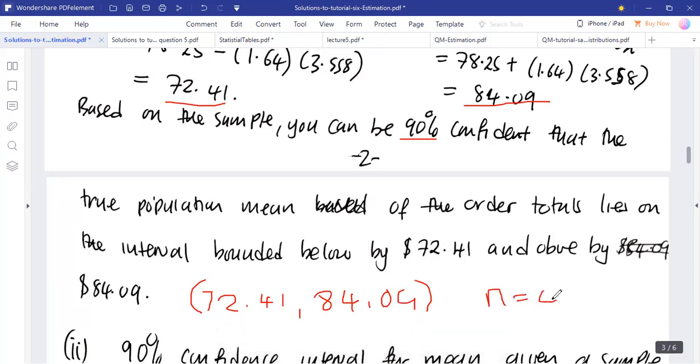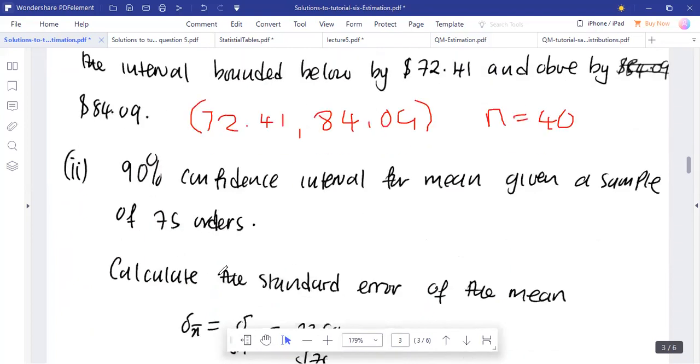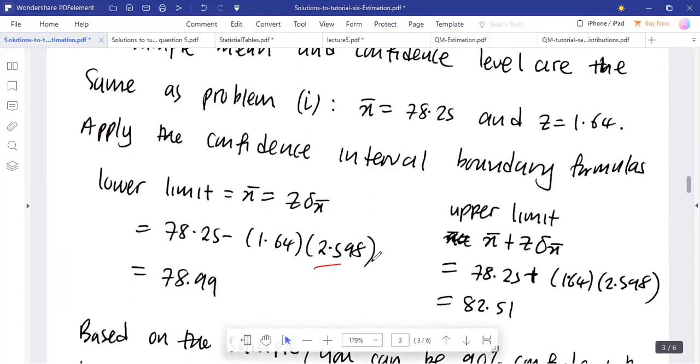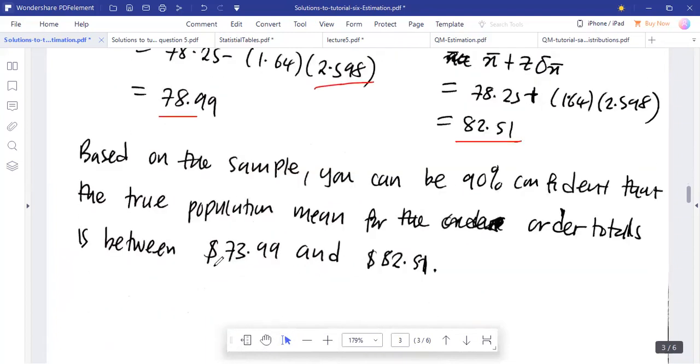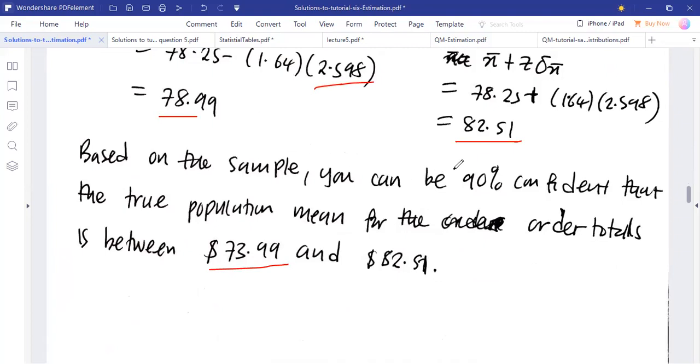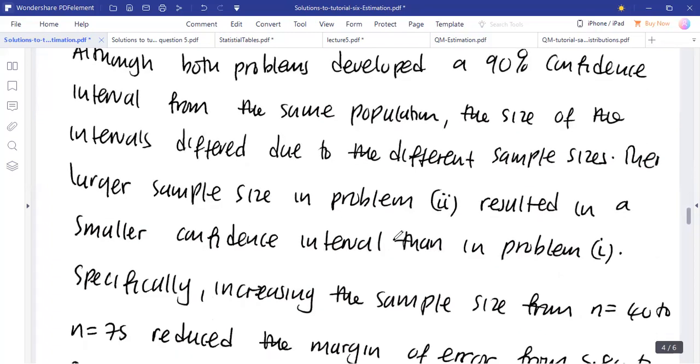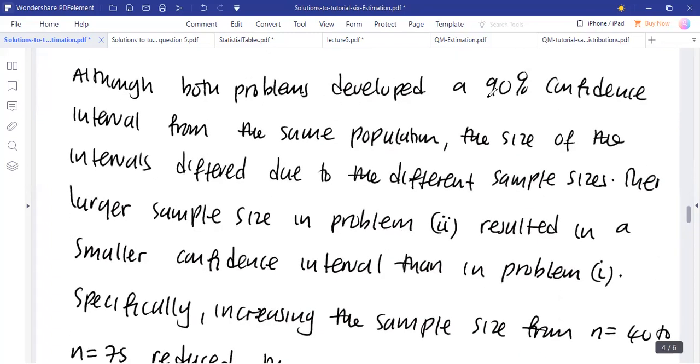I want you to look at this critically. If you use a sample size of 75, when you compute all this, the standard error changes, and you're going to have 78.99 and 82.51. So which one has a larger margin? So the comment is, although both are 90% from the same proportion, the size of the intervals differed due to the difference in the sample sizes.